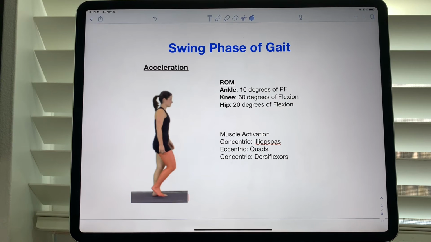During acceleration, the key role of the hip flexors is to advance the lower extremity forward during swing in preparation for the next step and to lift the lower extremity to allow for toe clearance during swing. The quads are going to work eccentrically and the dorsiflexors concentrically in order to clear the toes from the ground.